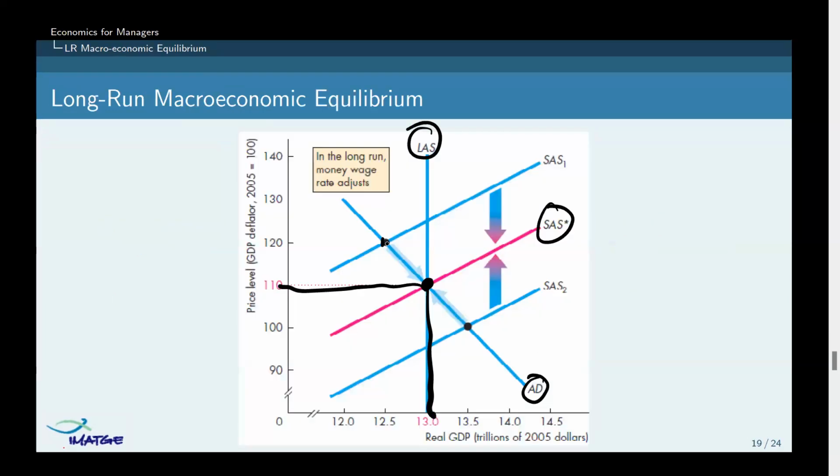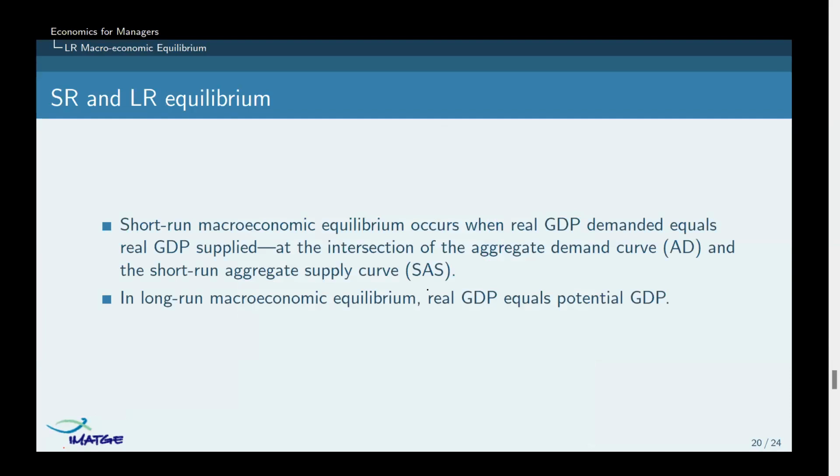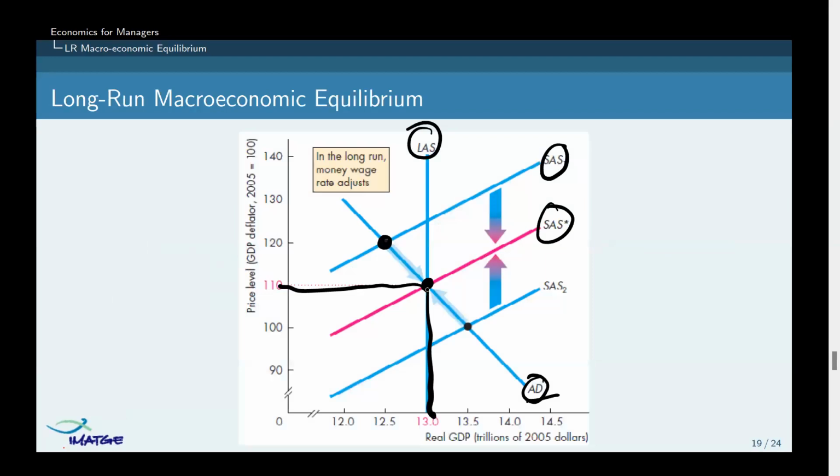So this can be called a short-run equilibrium because it shows us where the short-run aggregate supply and the aggregate demand curve intersect, right? This is the long run because all three curves are intersecting. Long run macroeconomic equilibrium, real GDP equals its potential, right? This is where we are.